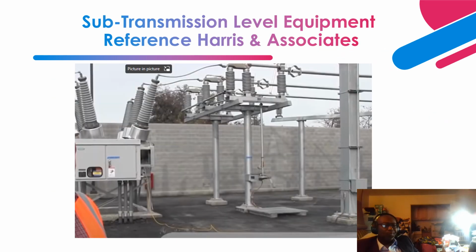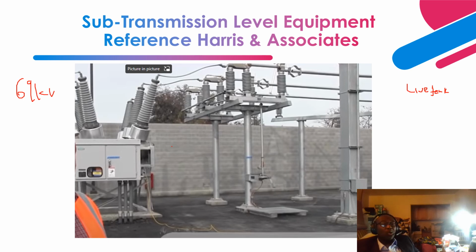So now let's move to the sub-transmission level, right? Let's talk about the 69 kV voltage. Remember, I made mention that there are two types of circuit breakers. At the transmission level and at the sub-transmission level, we can have a live tank circuit breaker, and I showed you and explained how the live tank circuit breaker looks and how it works.